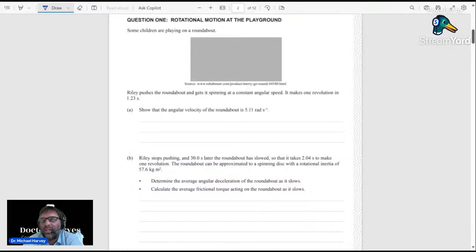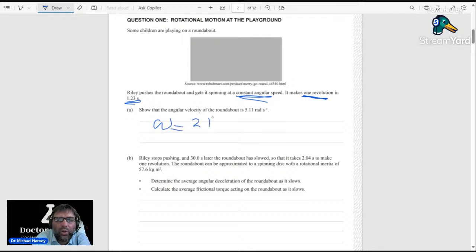The way I always think about questions is I break them down into what they're actually asking. They're asking for an angular speed, and it makes one revolution in 1.23 seconds. What we have to do is show that the angular velocity of the roundabout is 5.11 radians per second. So we look at our equation sheet and see we've got some sort of time here, and it's about 1 revolution. So the equation I would use is omega equals 2 pi over T.